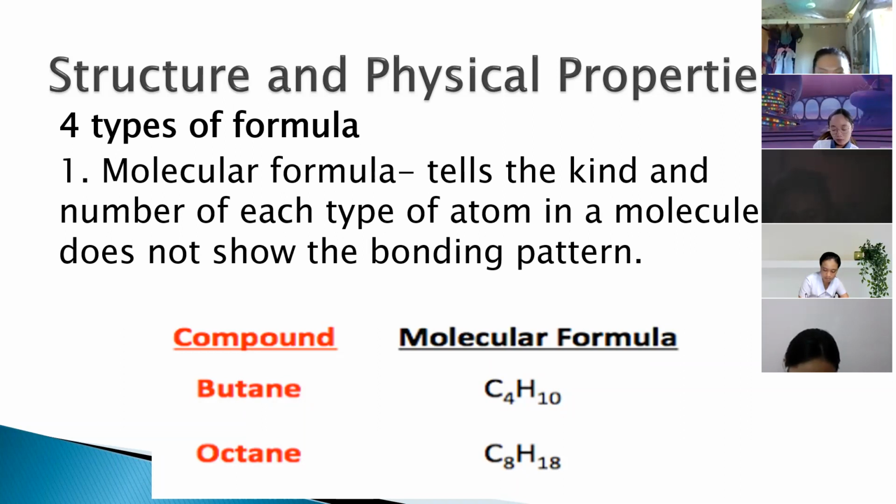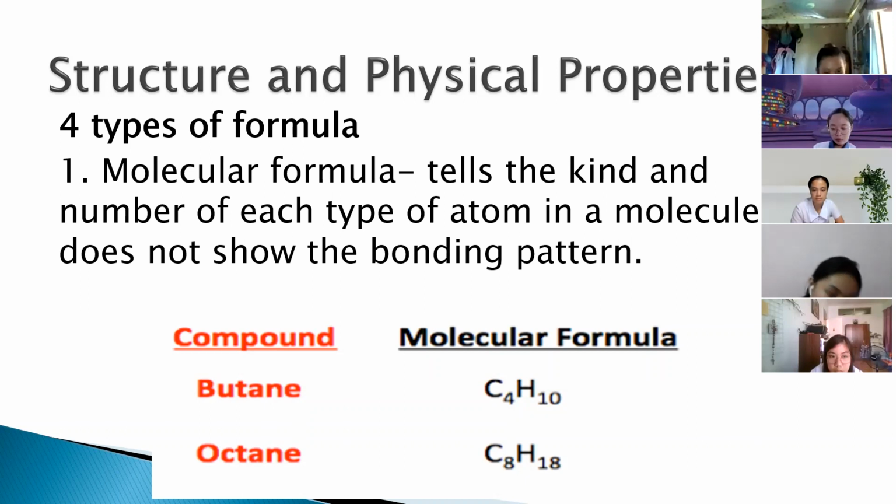So for example, butane. When we write the molecular formula of butane, we will just summarize na meron siyang 4 na carbon, so C4, and meron siyang 10 hydrogen. So all in all, butane's molecular formula is C4H10. That's how we make the molecular formula. Let's summarize. Let's add all the atoms for each element. So without the bonding, kung saan na nakabond yung 4 na carbon na yan and ilang hydrogen yung nakabond sa bawat carbon, hindi yan siya sinosho pagdating sa molecular formula.